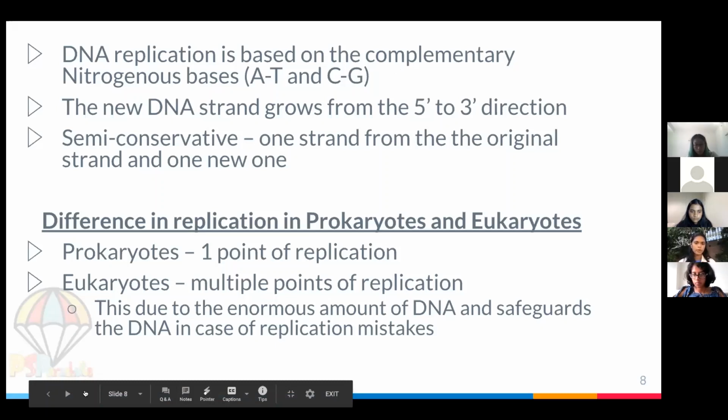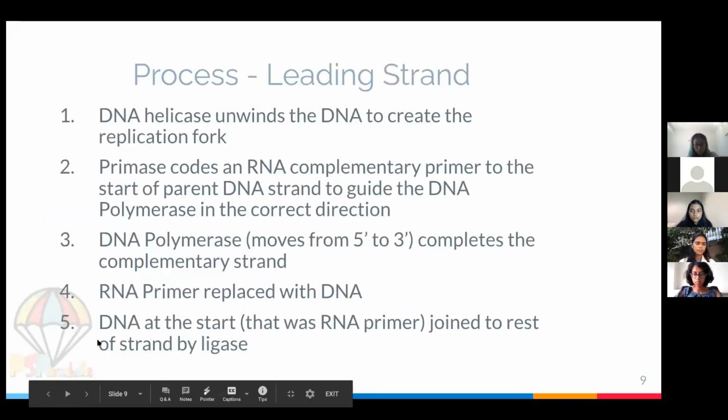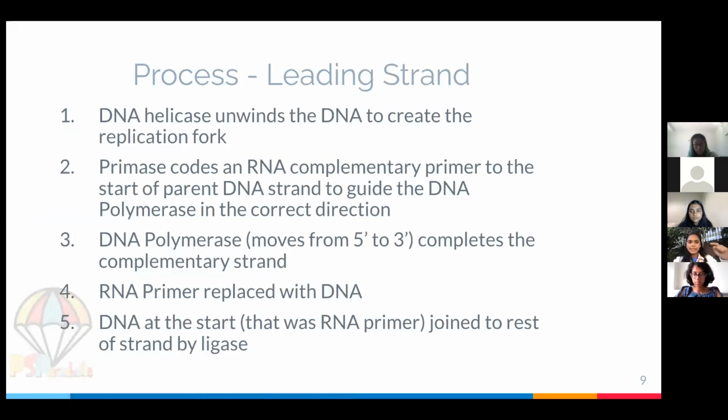So if we go to the process of DNA replication. Okay, so in the process of DNA replication, there's basically 2 subsets. There's the leading strand and the lagging strand. So if we were looking at the leading strand, those are the steps there. I don't think there's very much point in me reading through them. But I think the more complex part of DNA replication is the lagging strand. So if we go to that slide, which is the next one.